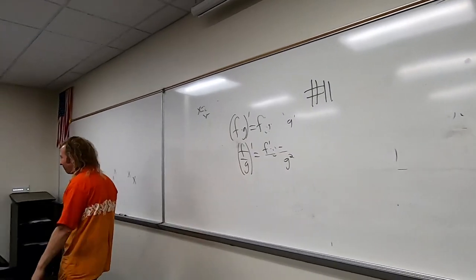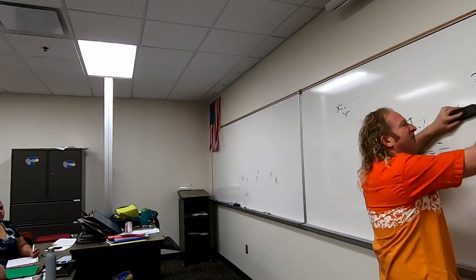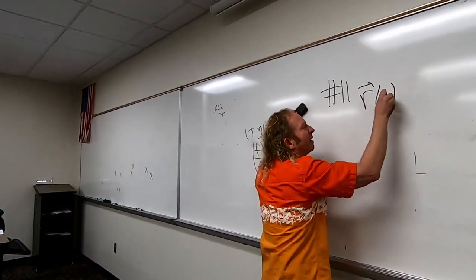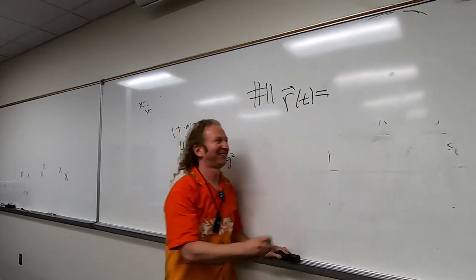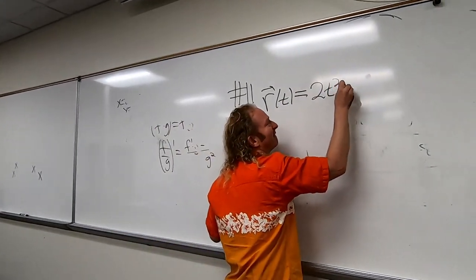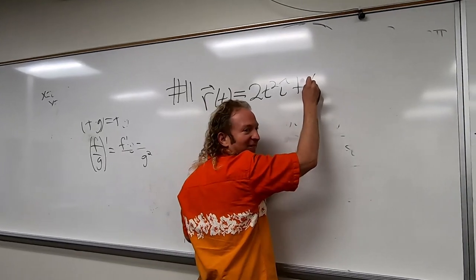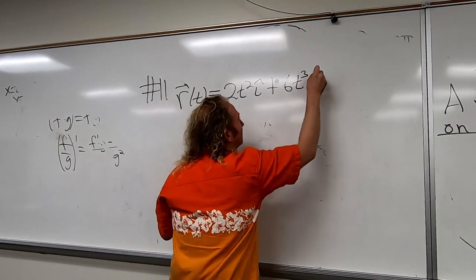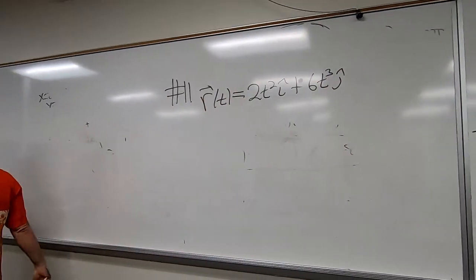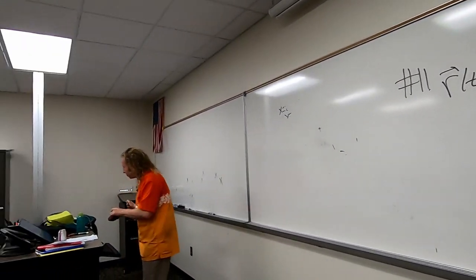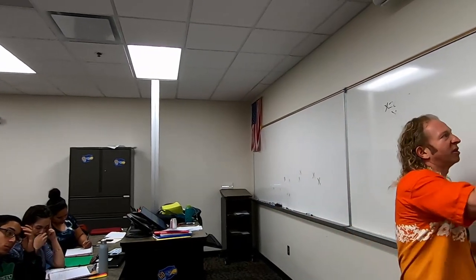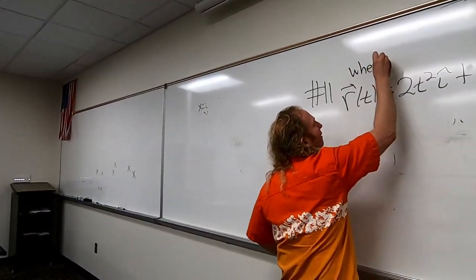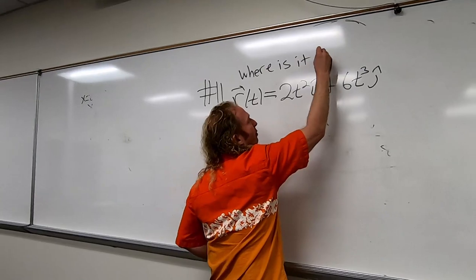But so r of t is equal to 2t squared i hat plus 6t cubed j hat. And the question says, find the open intervals on which the curve given by the vector-valued function is smooth. So where is it smooth?